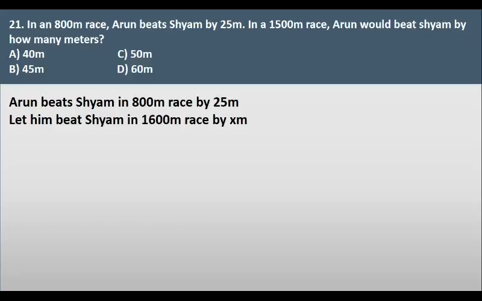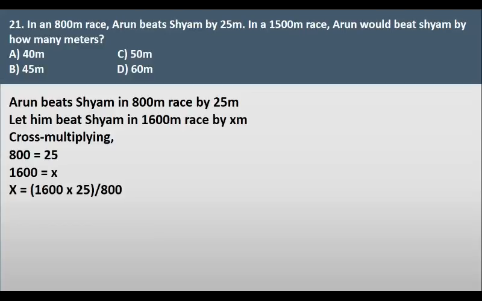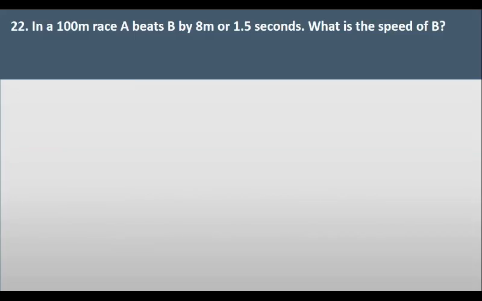So if we analyze the problem, a simple cross multiplication trick would do. So 800 is equal to 25, 1600 is equal to X, cross multiplying, we get X to be equal to 1600 into 25 by 800. So simplifying it, we get the answer to be 50 meters. Hence, checking for the options, we see that option C matches with the answer. I hope this problem is clear. Now let us move on to another problem.